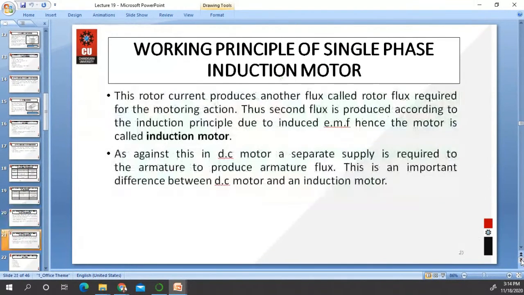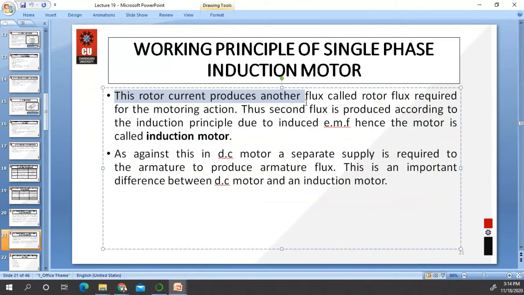The rotor current produces another flux called the rotor flux, required for the motoring action. The second flux is produced according to the induction principle due to the induced EMF. Hence, the motor is called an induction motor.